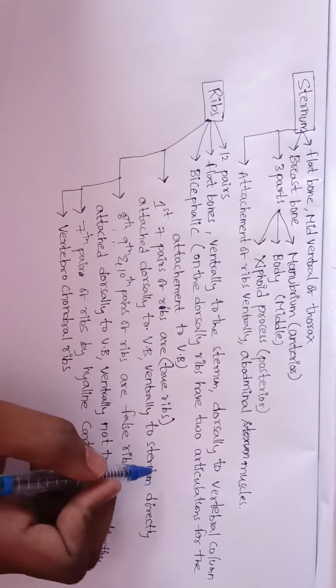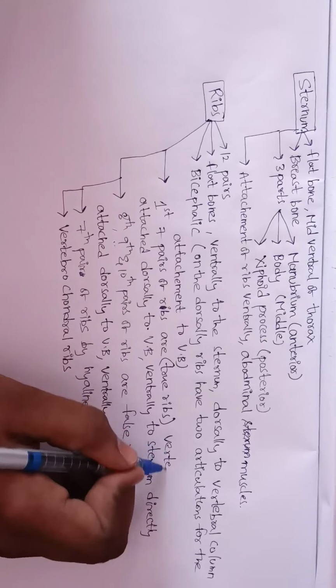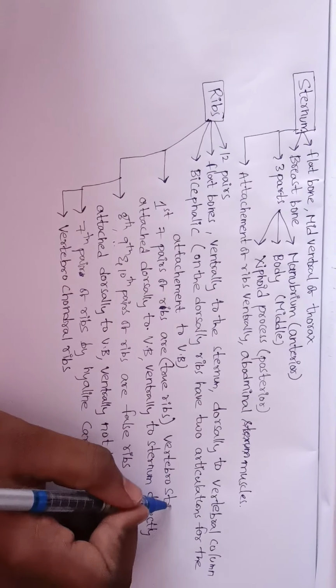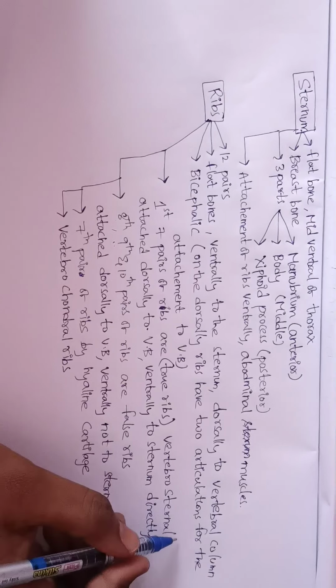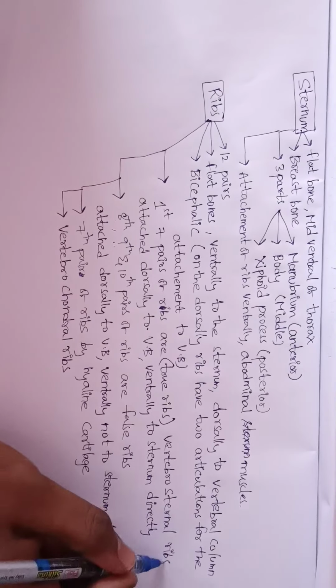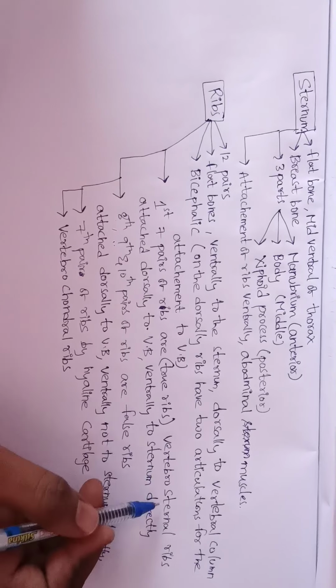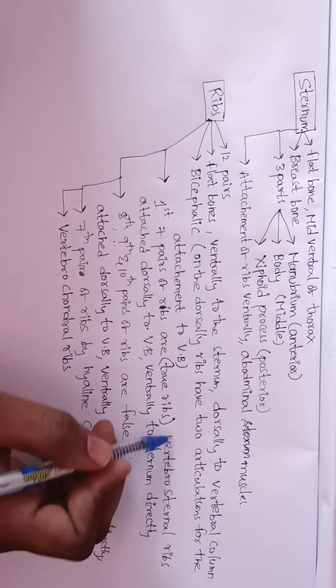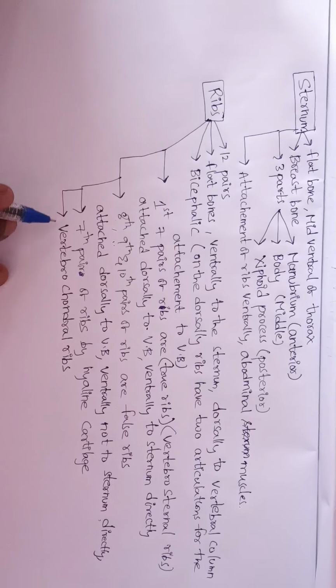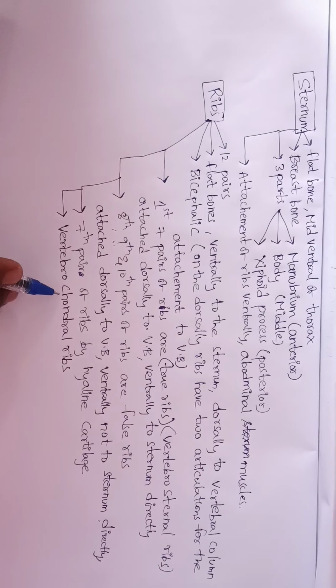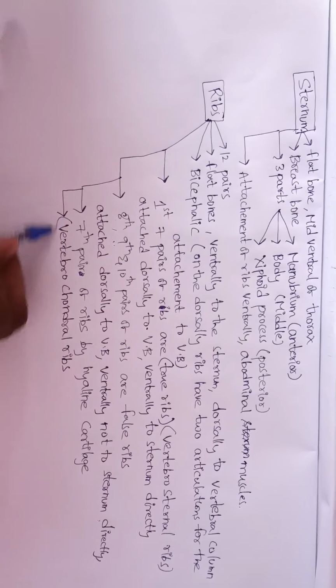The first 7 pairs of ribs are also called vertebrosternal ribs because they are attached dorsally to the vertebral column and ventrally to the sternum directly. These 3 pairs of ribs are attached dorsally to the vertebral column, hence vertebrochondral, because they are not attached to the sternum directly, but by the 7th pair of rib by hyaline cartilage. What are vertebrochondral ribs? The 8th, 9th and 10th pairs.